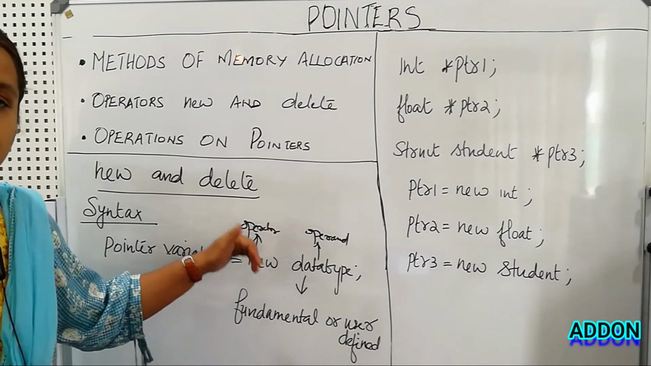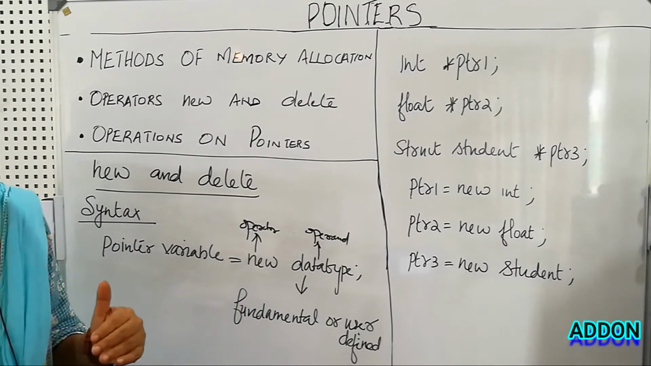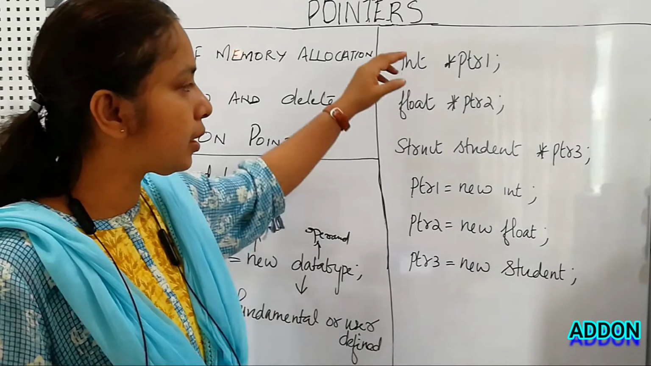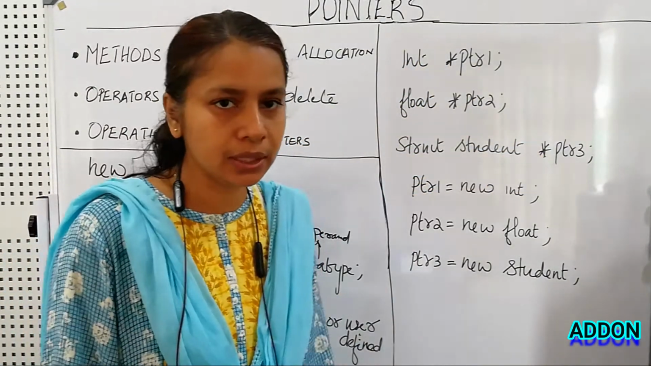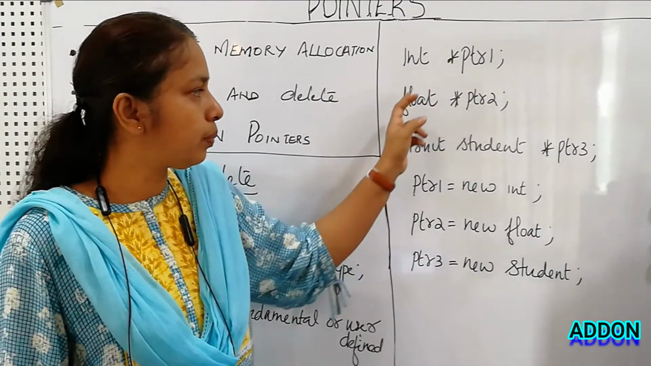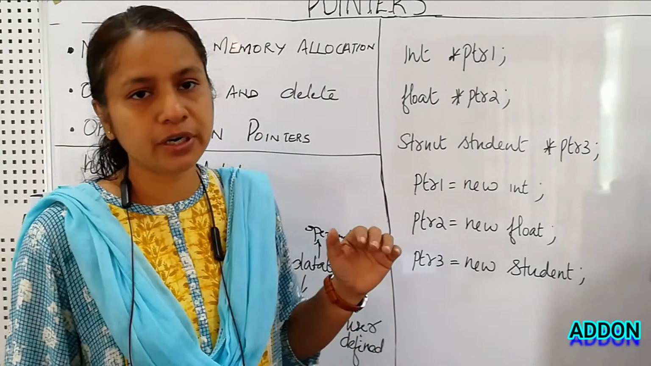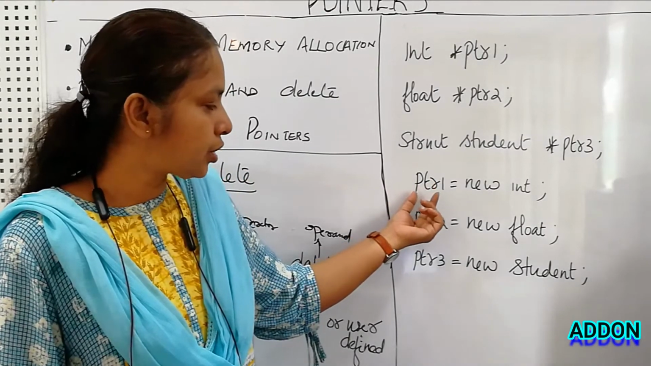Since it requires only one operand, the new operator comes under the category of unary operator. Okay, now let us see some of the examples. Here I have declared three variables, ptr1, ptr2 and ptr3. ptr1 points to integer type data, ptr2 points to float type data, and ptr3 points to the user defined data type student.